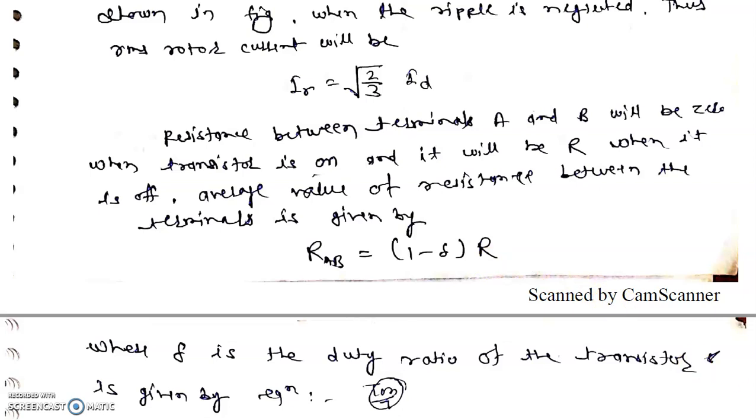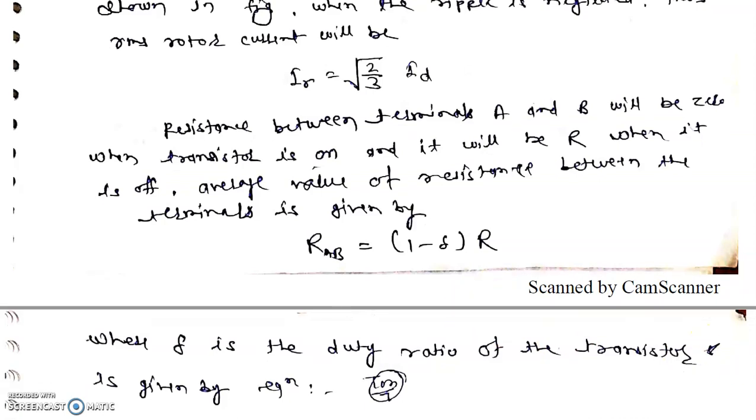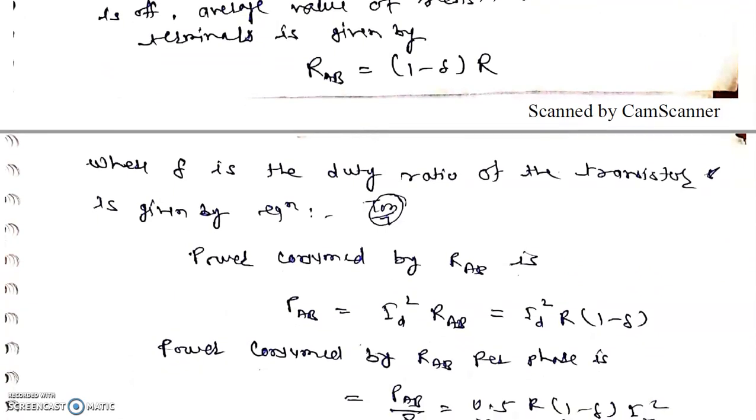So the effective value will be less than R. So this is equal to (1 minus delta) into R, where delta is the duty ratio of the transistor and is given by the equation delta equals T on upon T. Delta is the duty ratio. Now we can calculate the different parameters for this value of RAB.